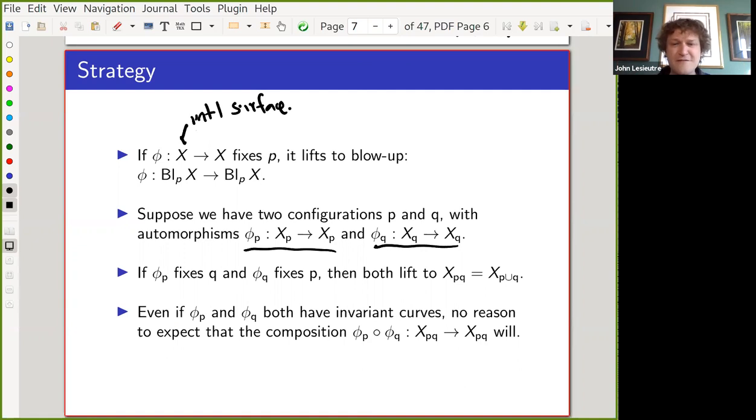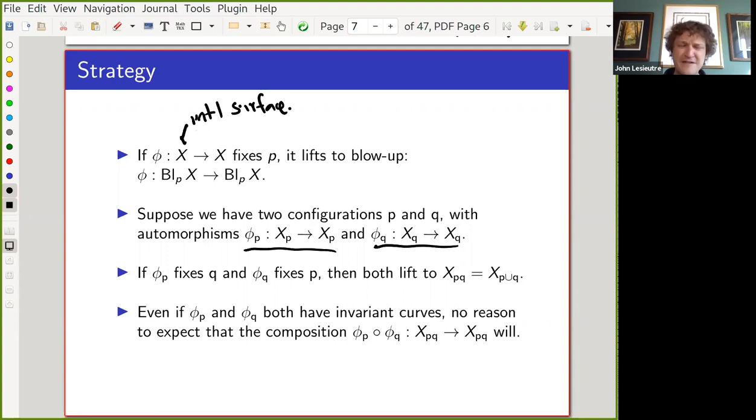then both those automorphisms will lift to an automorphism of the total blow up, where you blow up all the points, right? Because phi P will lift: when you blew up the other points, you blew up a bunch of fixed points of phi P, so it lifts. Same thing with phi Q. So they'll both lift to the blow up. So that means that on this common resolution, you'll have two different automorphisms.